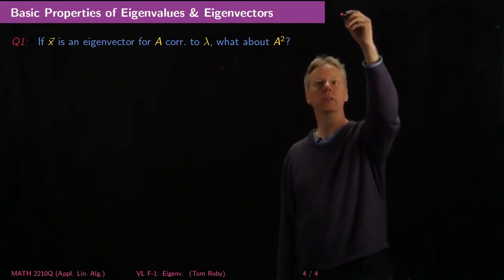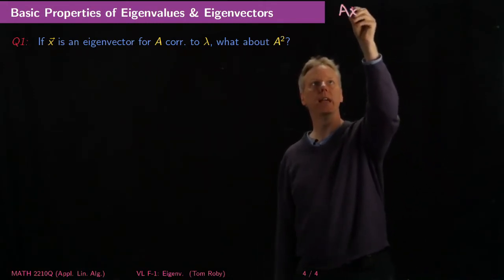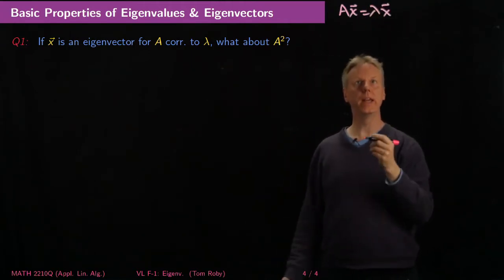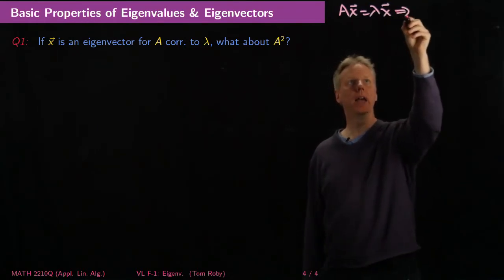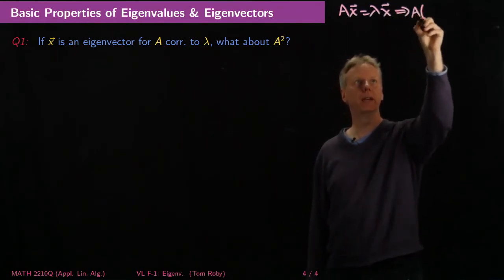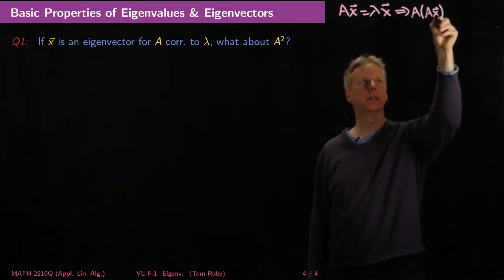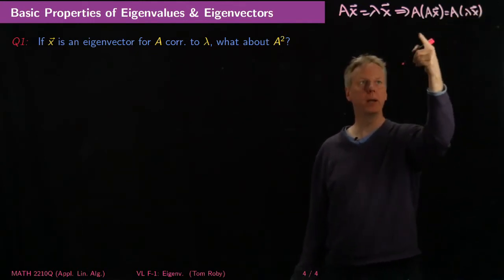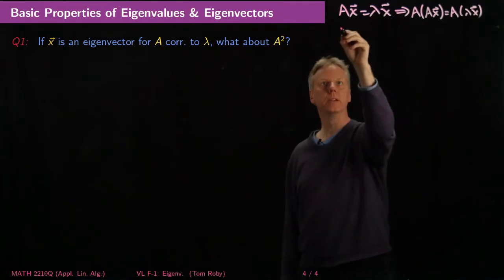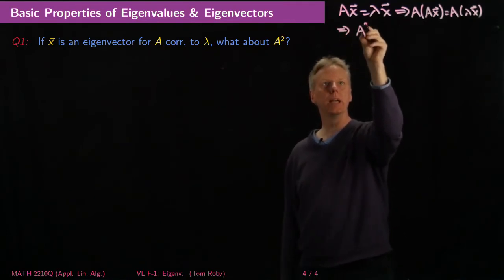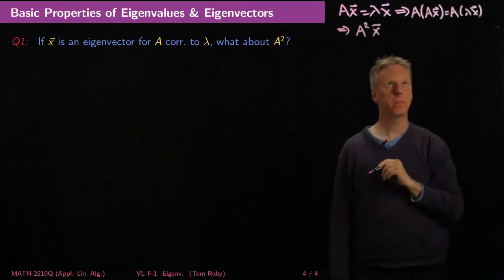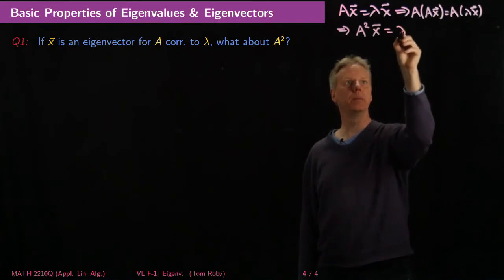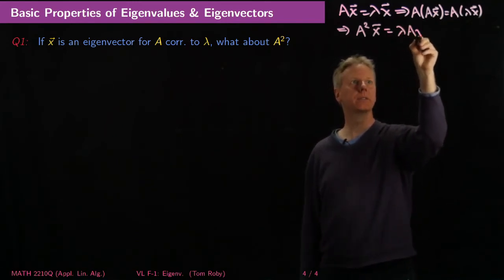Okay, so, well, what do we know? The fundamental equation is that Ax is equal to lambda x, right? Now, what about A squared? Well, I can apply A to this whole equation, right? So I end up with A times Ax is equal to A times lambda x. Now, multiplying by a matrix is linear, right? So this becomes A squared x on this side. And now here, I can pull this lambda out, and this is just equal to lambda times Ax.